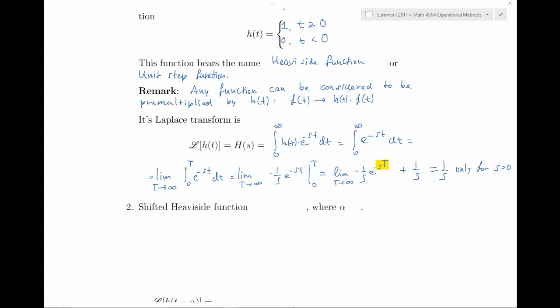The next function that we're going to consider is the shifted Heaviside function, h of t minus alpha, where alpha is considered to be a positive constant. We only shift to the right, we never shift to the left, because if we shift to the left, we technically start getting values that are non-zero for negative t. Well, that's really not that hard either.